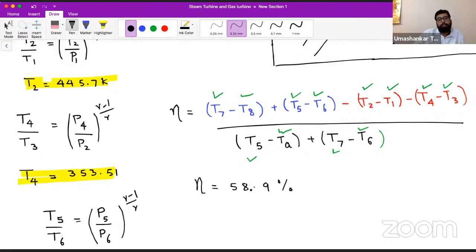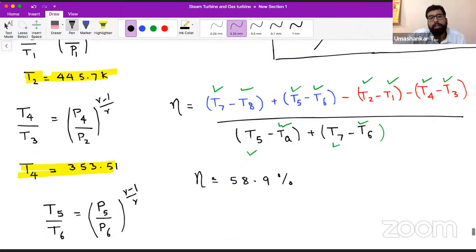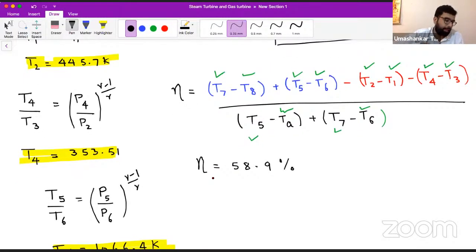When people see this big question, they say this question is not very probable in the GATE examination. I will say, bigger than this question can be asked. This is not that big to solve. So efficiency will be 58.9%. And now you are asked about the work done in the turbine, when we call the turbine as a unit.